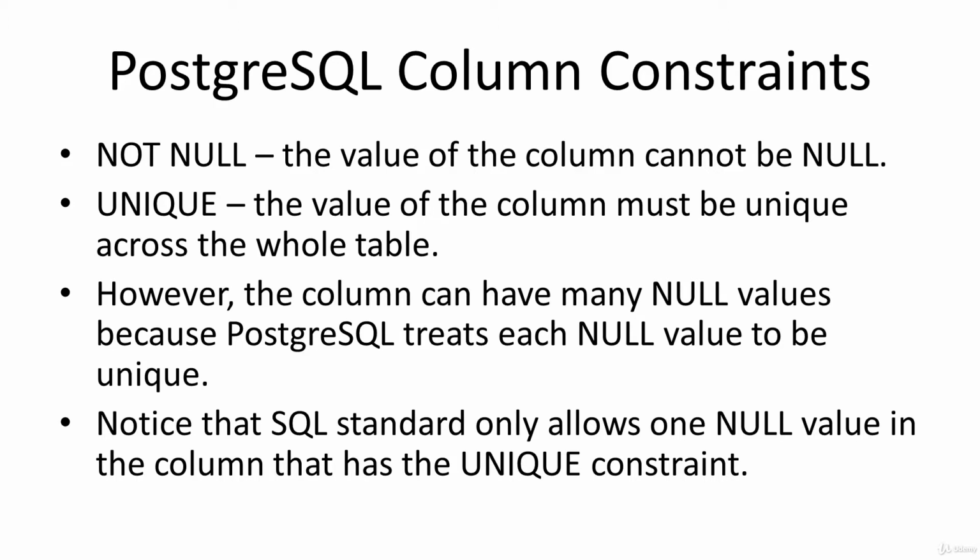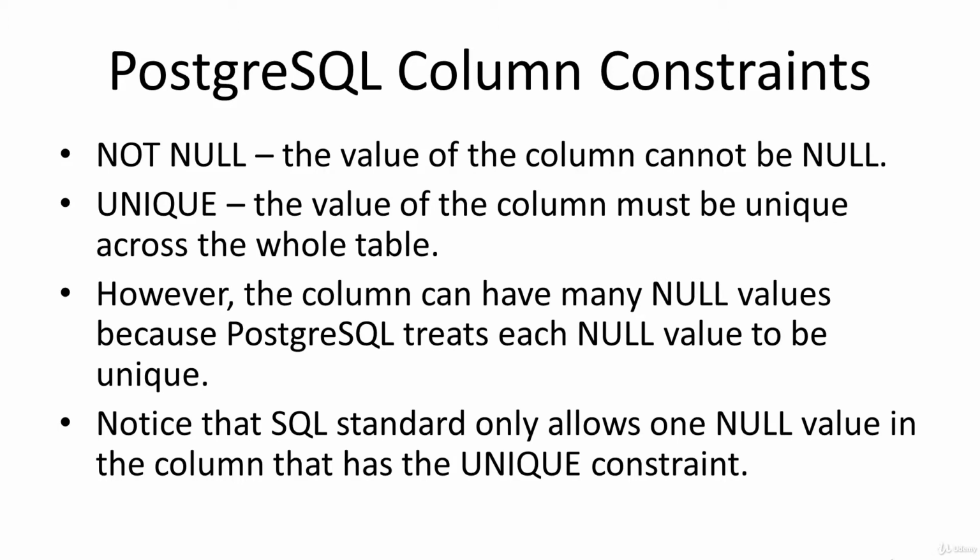Then there's unique, and that's a column constraint, meaning the value of the column must be unique across the whole table. You can imagine that's useful when you need those unique values. However, the column can have many null values because PostgreSQL treats each null value to be unique. So just keep in mind that even if you have unique as a column constraint, you could have many null values because PostgreSQL is treating each specific null value to be unique. And notice that the SQL standard only allows one null value in the column that has the unique constraint.